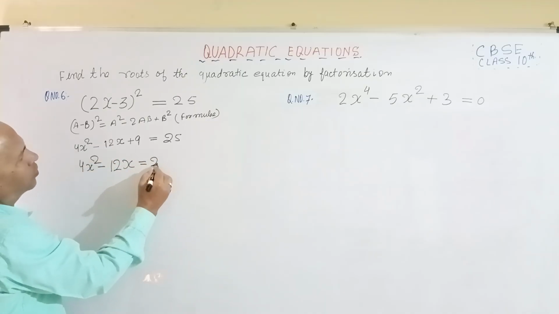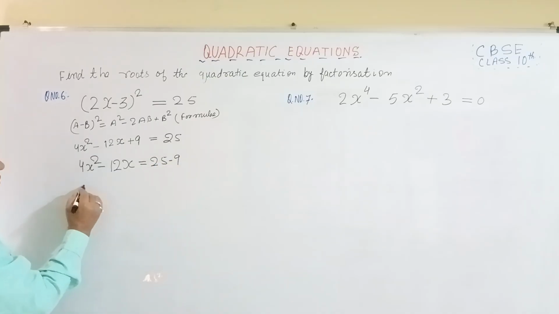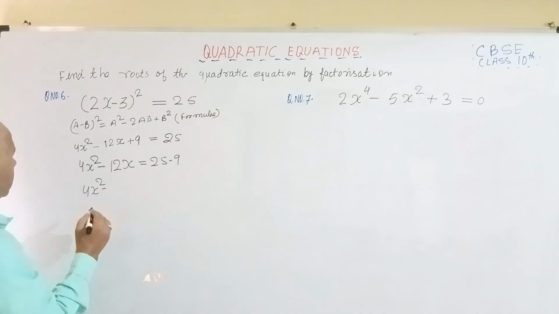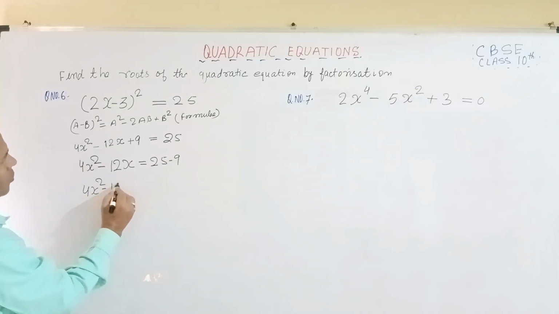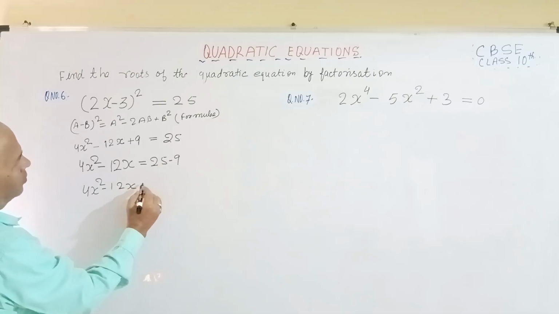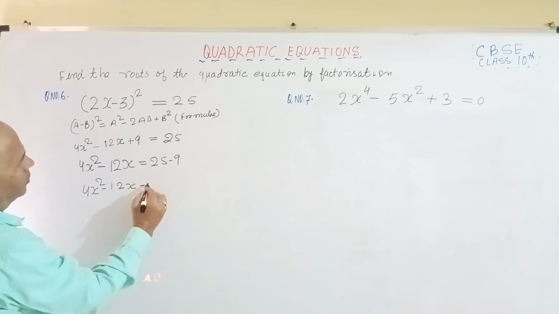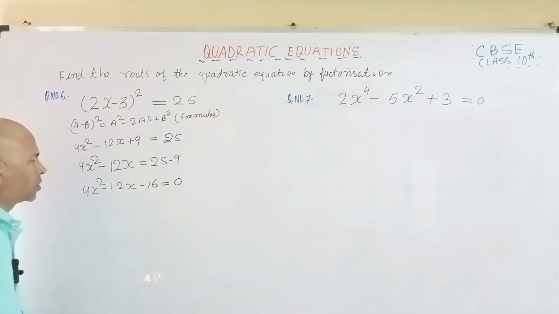Or this can be written as 4x square minus 12x equals 25 minus 9. So 4x square minus 12x minus 16 equals 0. Now it has come to the form of a quadratic equation.